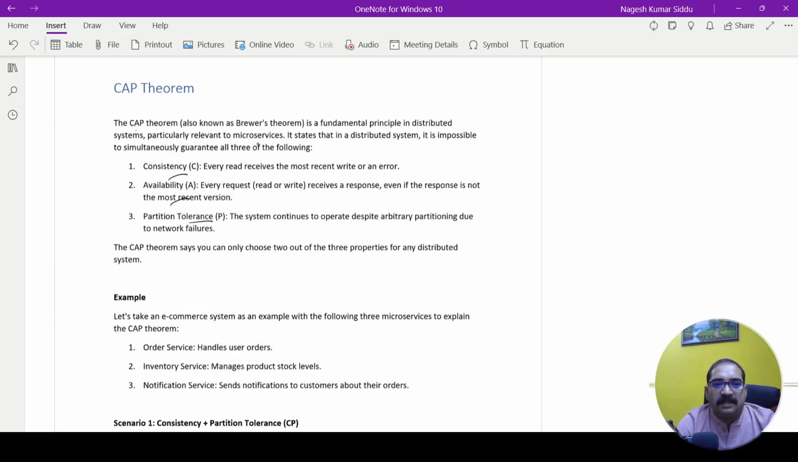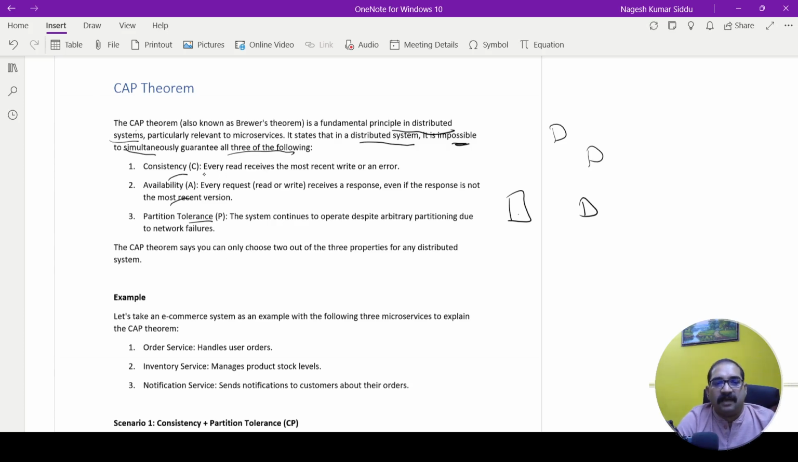CAP theorem, also known as Brewer's theorem, is a fundamental principle in distributed systems. So what are distributed systems? Distributed systems are like, I have one application, I have another application, I have another application. These are all distributed in different environments, right? So these are all different microservices, maybe in different networks, maybe different services, maybe in different environments, maybe in different regions, right? So this is all a distributed system. In such a distributed system, particularly relevant to microservices, it states that it is impossible to simultaneously guarantee all three of the following.